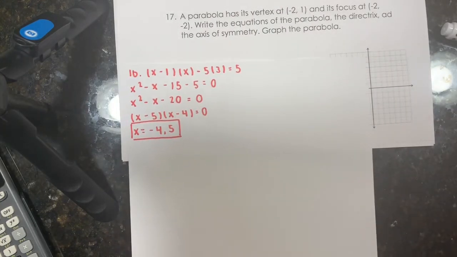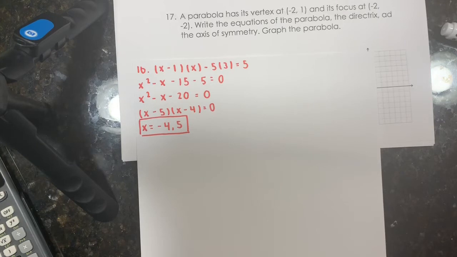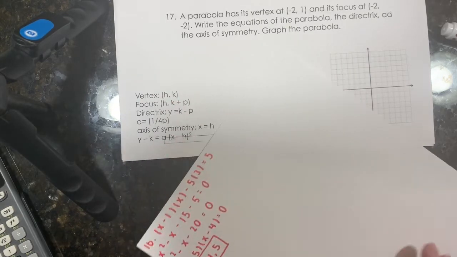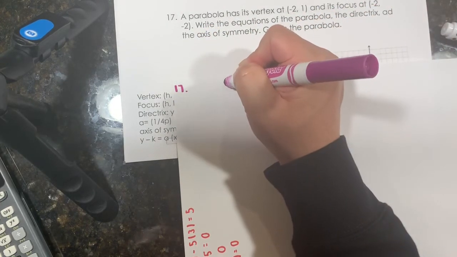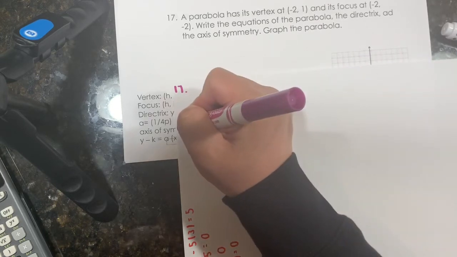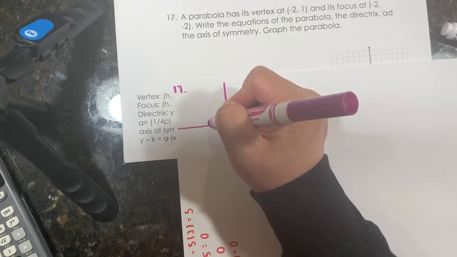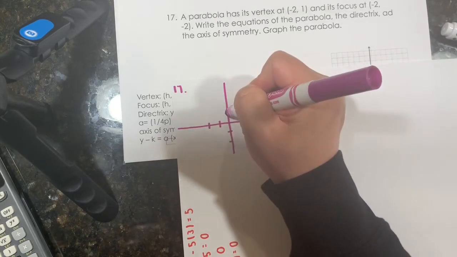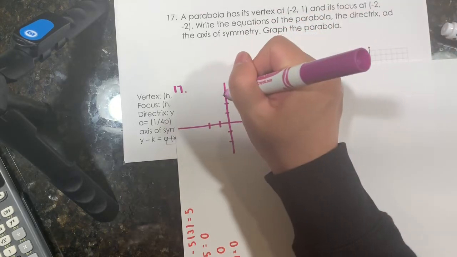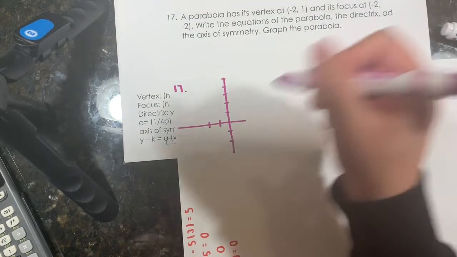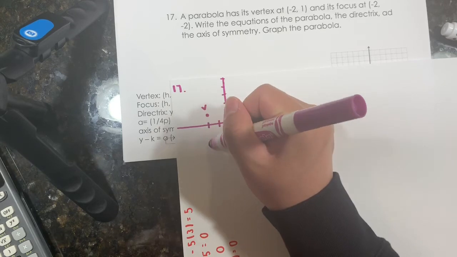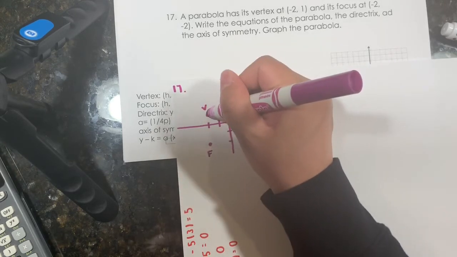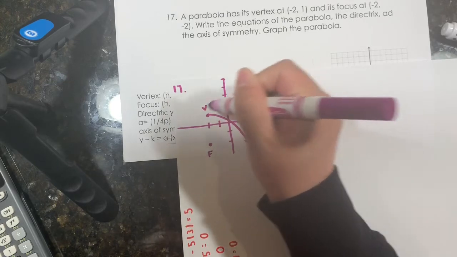Now for number 17, I have a parabola has its vertex at negative 2, 1, and its focus at negative 2, negative 2. Write the equation of the parabola, the directrix, and the axis of symmetry. So for number 17, what I'm going to start by doing is just graphing it. So negative 2, up 1 is going to be my vertex. My focus is negative 2, negative 2. I know that my parabola always opens up towards my focus, so it should look something like this.